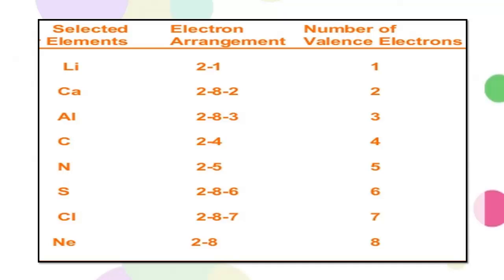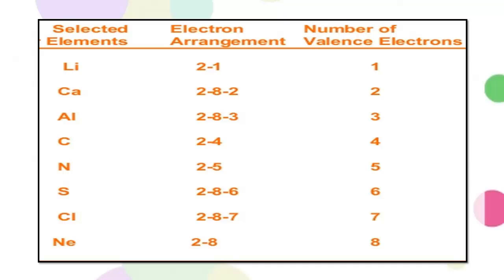So valence electron 2. Aluminium 2, 8, 3. Valence electron 3. Valency 3. Carbon 2, 4. So the 4 electrons. Now in case of nitrogen, 2 and 5. Outermost orbit it is 5 electrons.